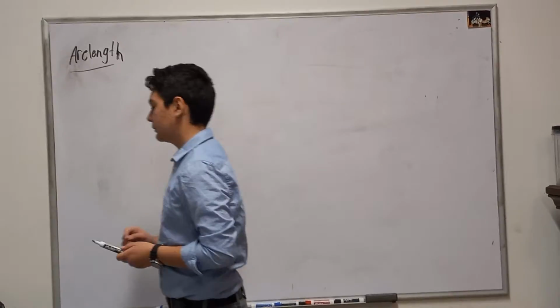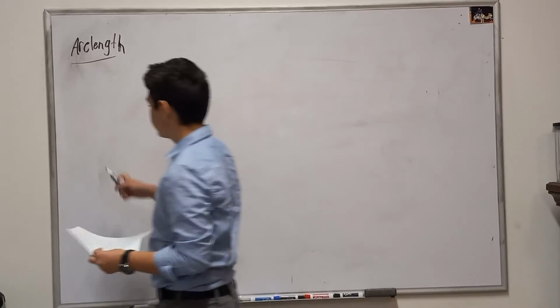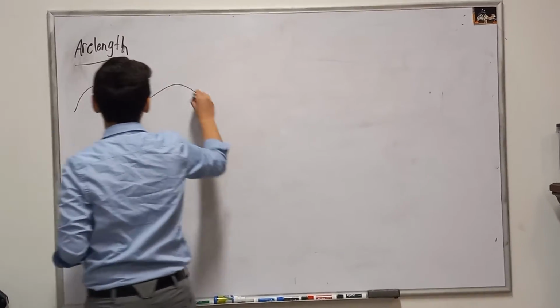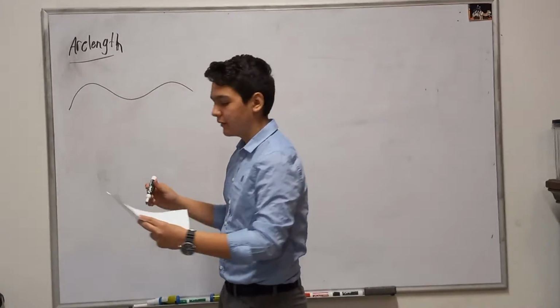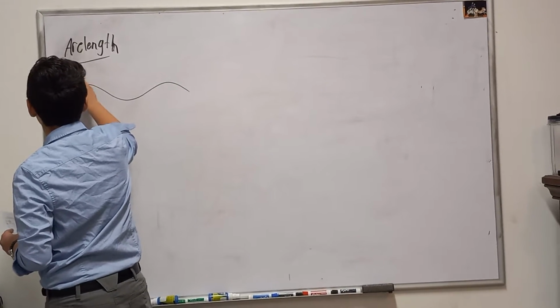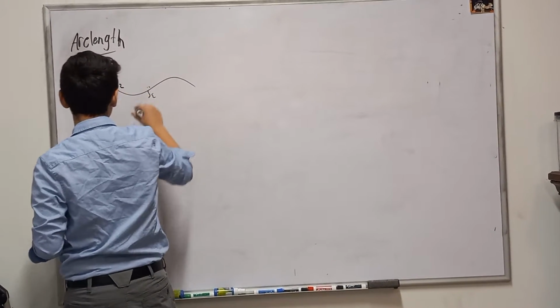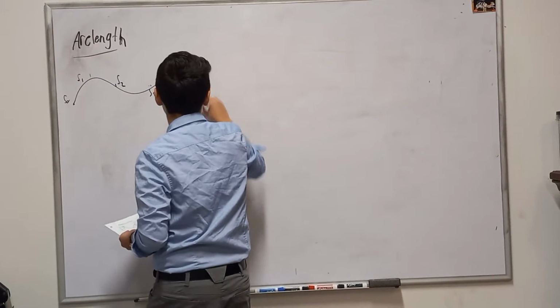Deriving the arc length formula. Okay, so let's just say that we have some curve right here. Let's call this a row, just so we can visualize it better. Let's say we have these points S0, S1, S2, S3, and then all the way to Sn.